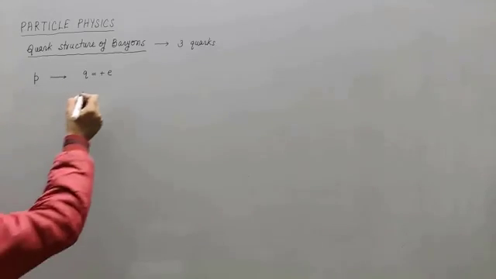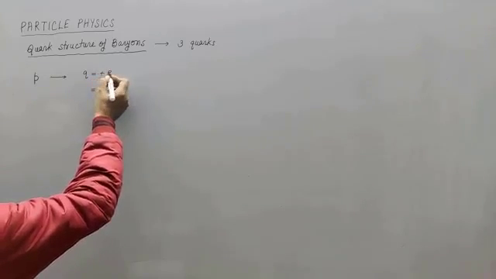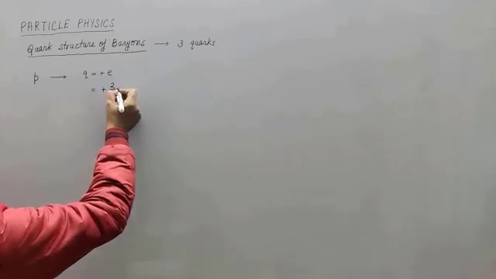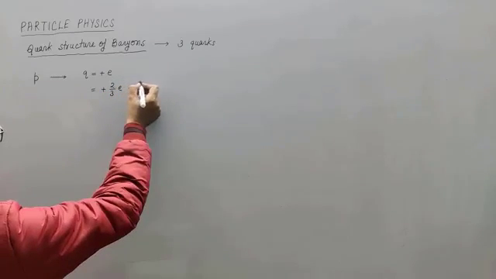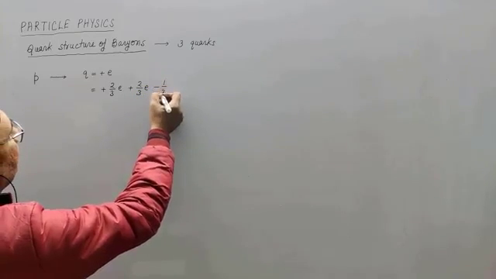Charm number is 0 for proton. So charm particle is not here. Top and bottom quantum number for proton is 0. So basically these 4 particles are not involved here. Only U and D. These 2 particles are involved here. If you have 2 particles, U and D, then how can you write down the structure? How can you create this charge? You can create this charge by 2/3e plus 2/3e and minus 1/3e.